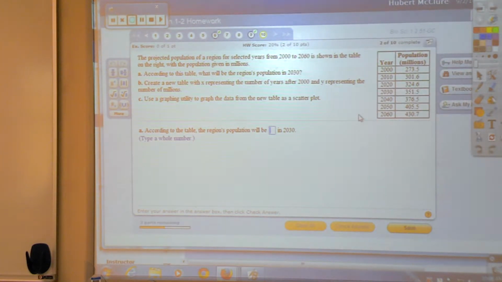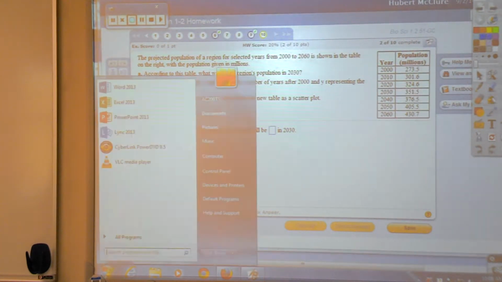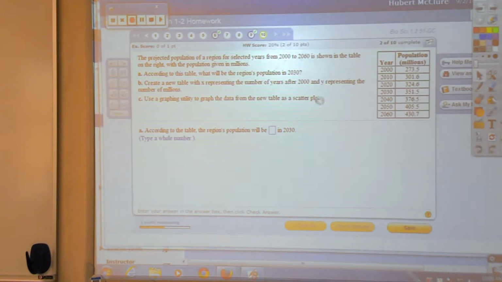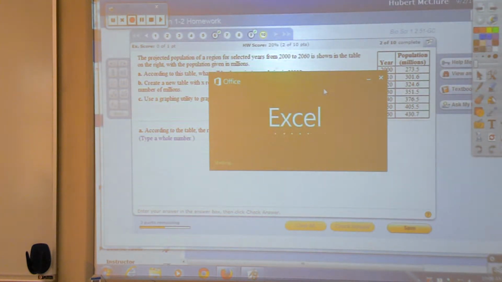Using a graphing utility to graph the data from the new table as a scatter plot. So what we need to do is you can go to the Excel spreadsheet. I'm going to do it in an Excel spreadsheet because I like to use Excel. You can do it in your calculator, that's fine also. I don't care. Create a new table. So we're going to do that.